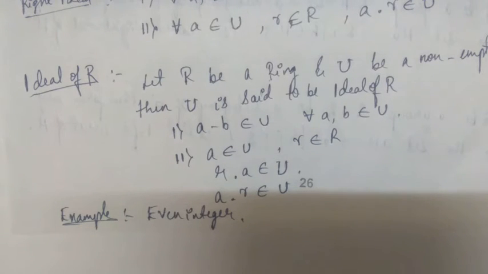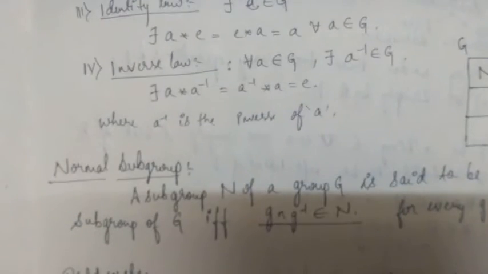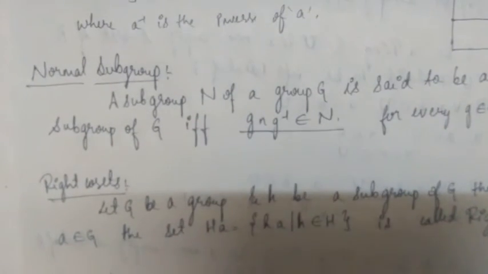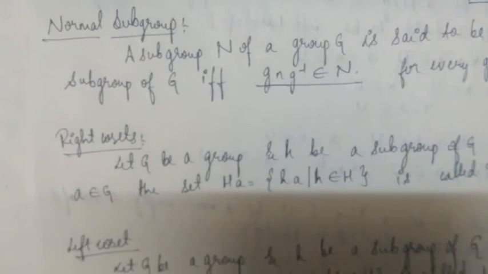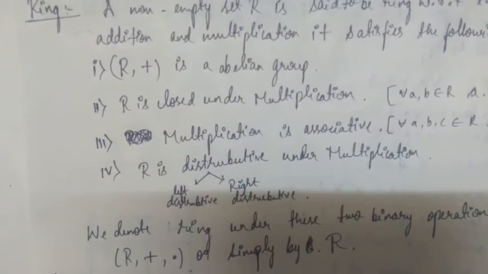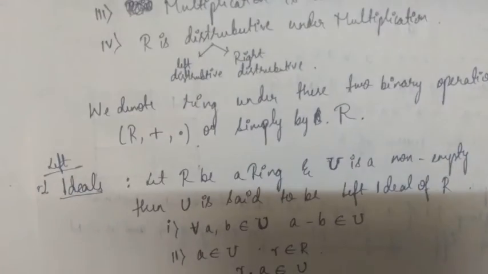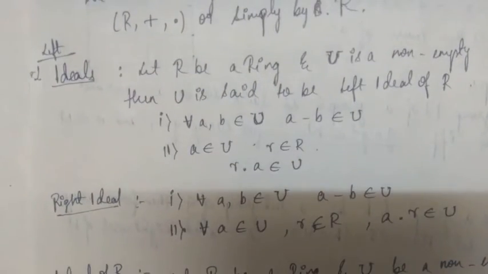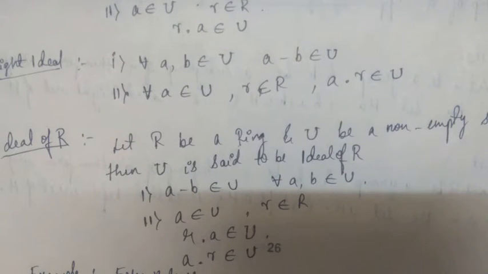So let's recap what we have seen. First, we saw groups and their properties: closure law, associative law, identity law, inverse law, everything, and normal subgroup. What is a normal subgroup, and cosets, types of cosets. Then came rings and their properties, left ideal, right ideal, and their properties as well. Okay, let's solve some of the problems.